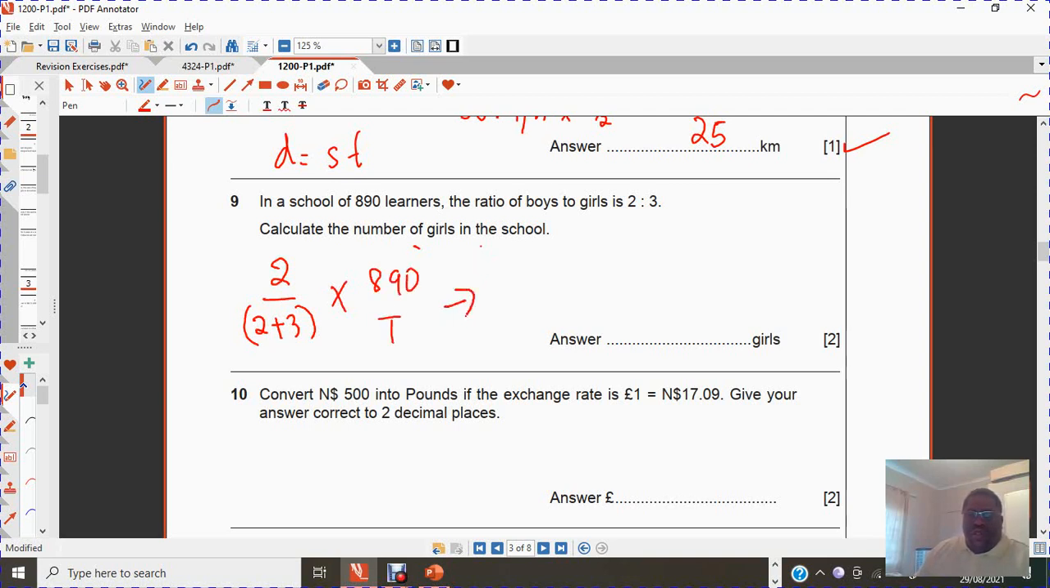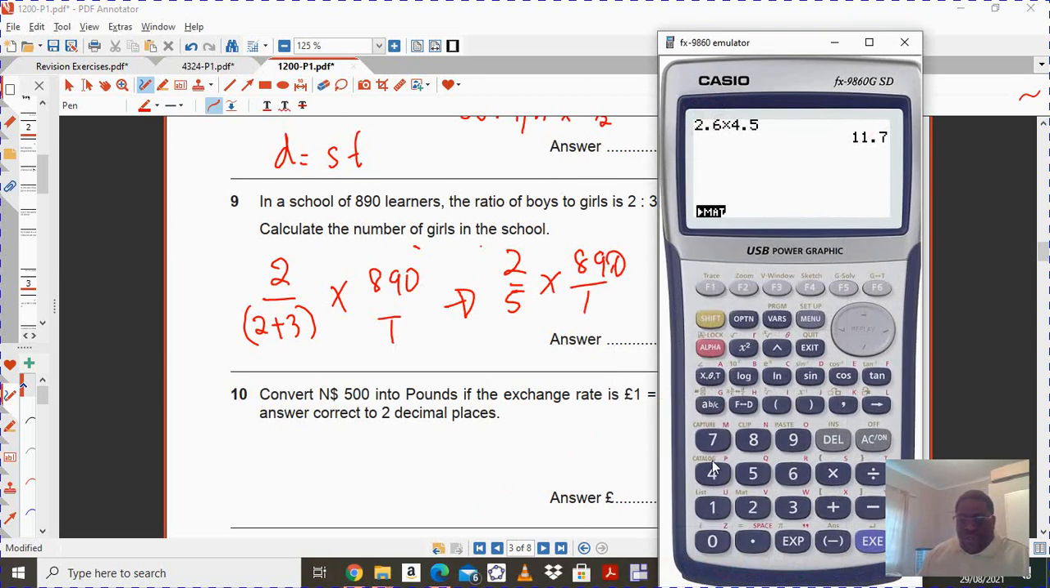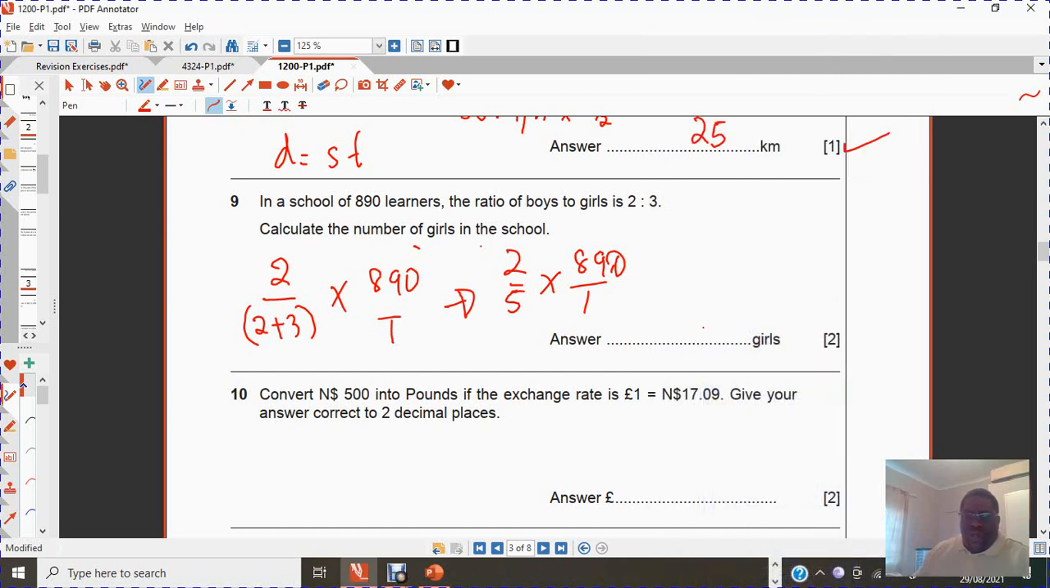So in turn, this gives you 2 over 5 times 890. Again, you can grab your calculator and find that value. So it's 2 divided by 5 times 890. There are 356 girls in the school.